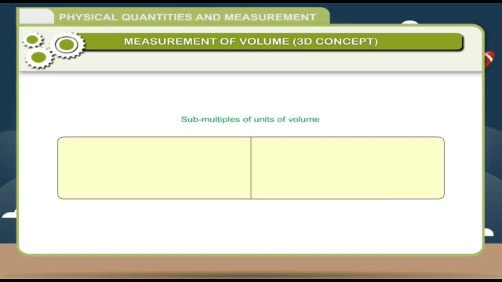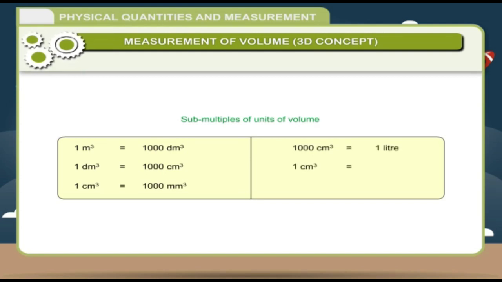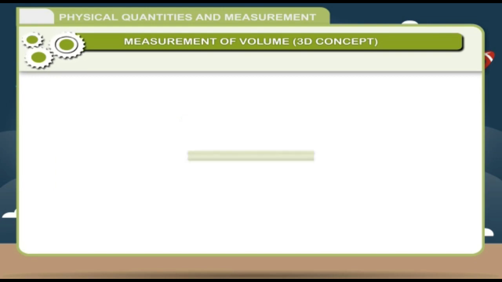Submultiples of units of volumes. 1 cubic meter is equal to 1000 cubic decimeter. 1 cubic decimeter is equal to 1000 cubic centimeter. 1 cubic centimeter is equal to 1000 cubic millimeter. 1000 cubic centimeter is equal to 1 liter. 1 cubic centimeter is equal to 1 milliliter. 1 cubic meter is equal to 1000 liter.